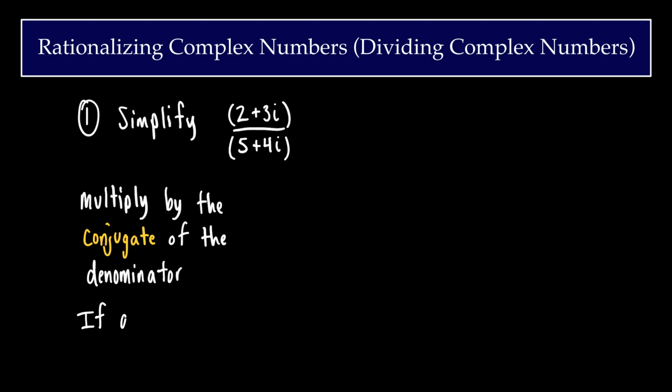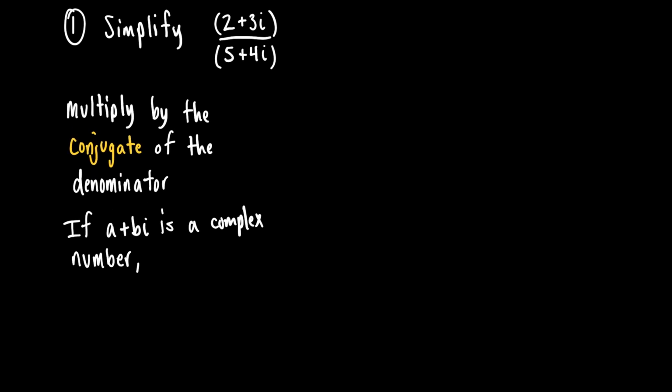If a plus bi is a complex number, its conjugate is a minus bi. So literally all we're going to do, and this is really important that you get this right, is change the sign in front of the imaginary part. So you change the sign that goes with the imaginary part.